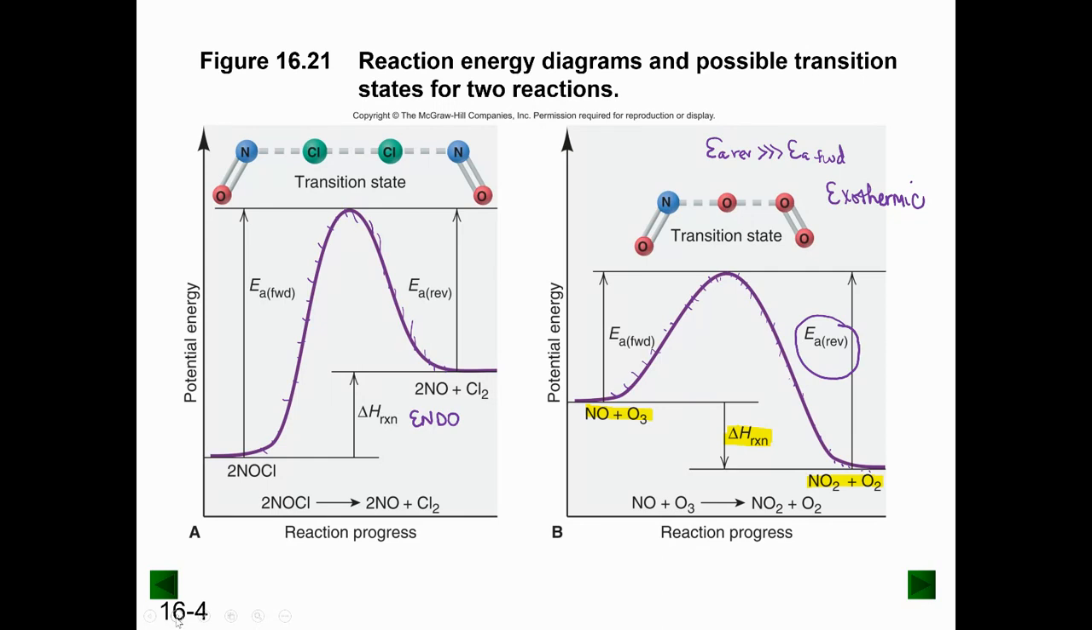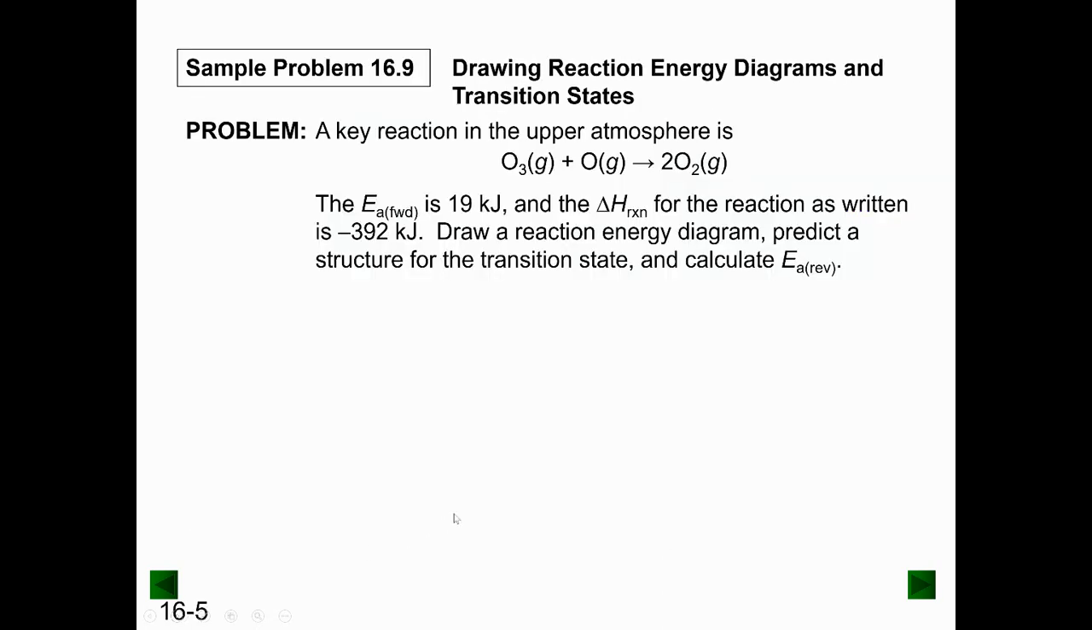Okay, let's practice a problem real quick. Here's a key reaction in the upper atmosphere. E of A forward is 19 kilojoules. Delta H of reaction is negative 392. Draw a reaction energy diagram.